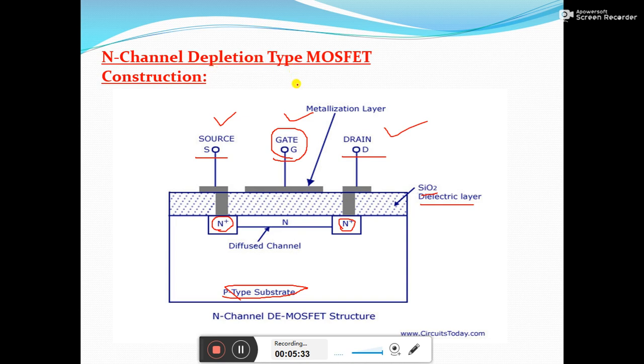Okay, and here also you can see that the gate terminal is not in direct contact with the channel here. Instead, this gate and the channel are separated by an insulating layer here that is formed by the SiO2. That's why it is referred to as IGFET, or you can say MOSFET.